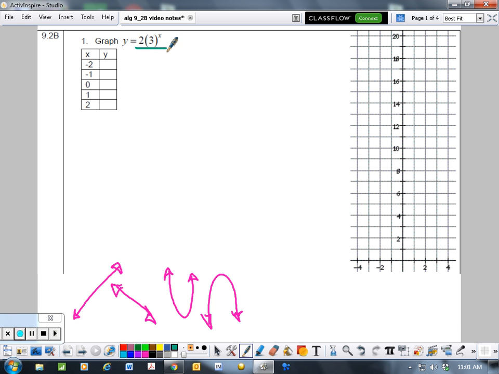So we have 2 times 3 to the x power. We're going to use a table, because a table is something you use if you don't know how to graph it. A table always works, as long as you know how to compute properly. So we're going to plug in -2 for x. This is 2 times 3 to the -2 power, which is really 2 times 1 over 9, because this is 1 over 3 squared, which gives us 2/9. For graphing purposes, I'm going to figure out what that is as a decimal. I believe it's 0.2 repeated.